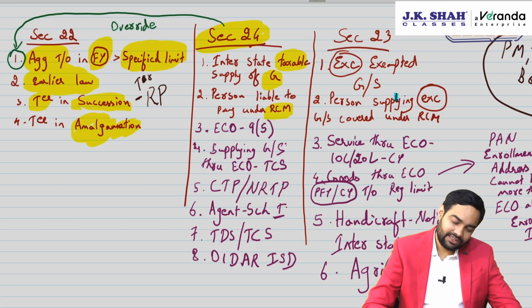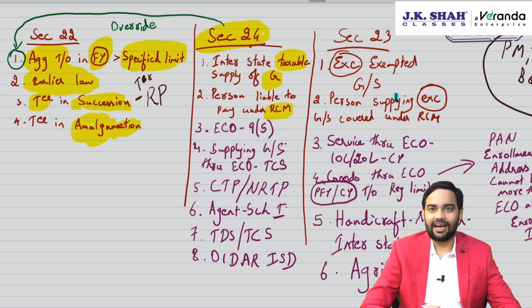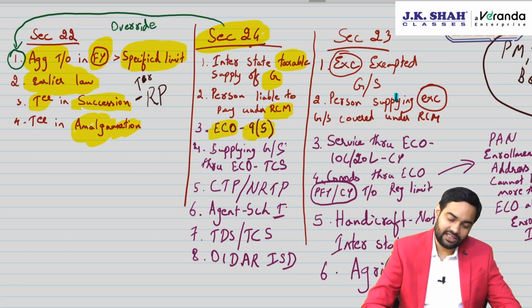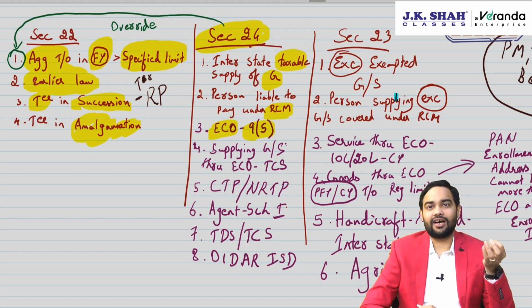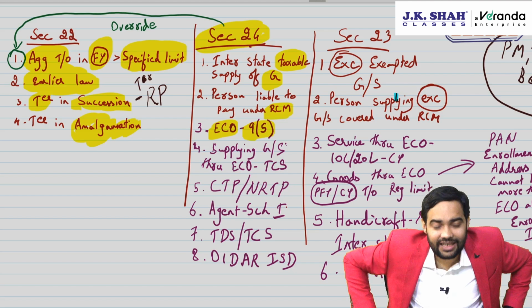Then a person who is liable to pay tax under RCM. If I am a person liable to pay tax under RCM, then I have to compulsorily take registration. Then an ECO which is covered under 9(5). So Ola, Uber, Swiggy, Zomato, they are liable to pay tax under 9(5).